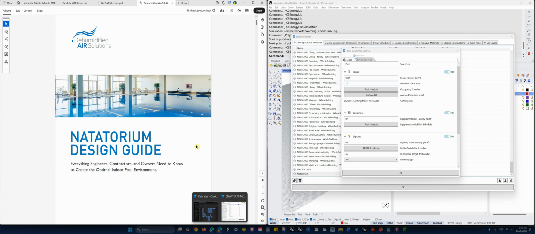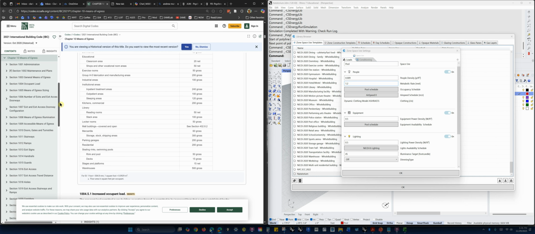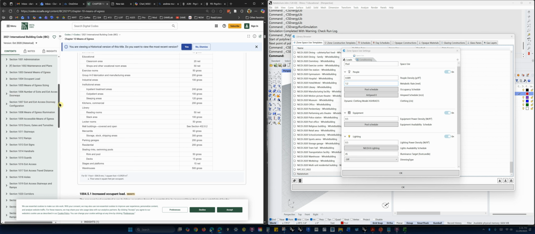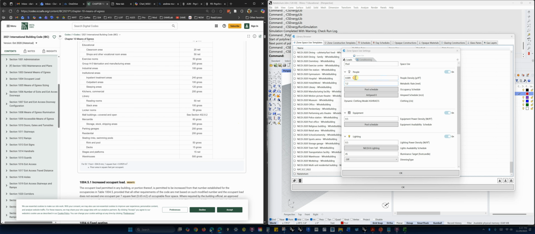If we go to the code, to the egress chapter 10, and look up swimming pool decks, we get 15 square feet gross per person. And in Climate Studio it does the opposite. It's not square feet per person, it's people per square foot. Not quite sure why I have 0.09 there. I think it's just because that was the default and it was close enough.